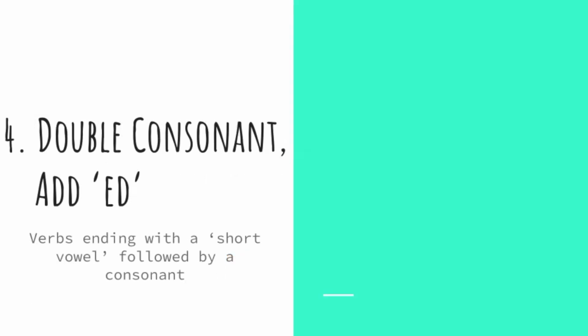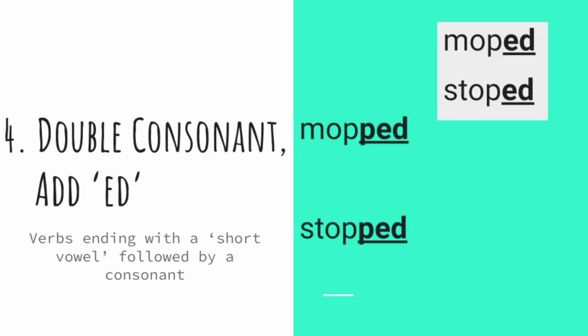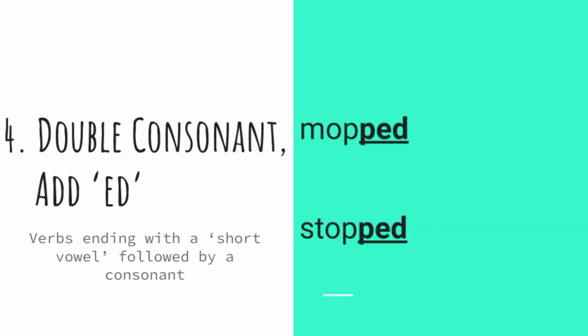Let's look at some examples of doubling the consonant. To mop, to stop. Mopped, stopped. If we don't double the consonant, we have the words moped and stoped. By doubling the consonant, we make sure that the vowel stays short. Mopped, stopped.